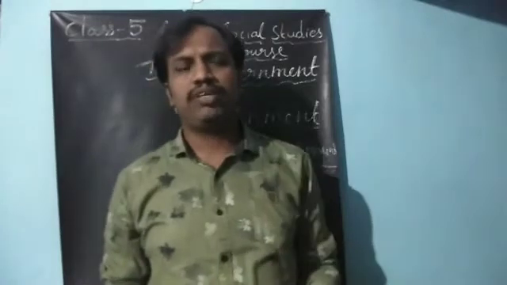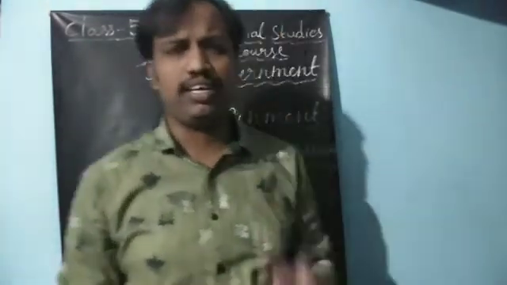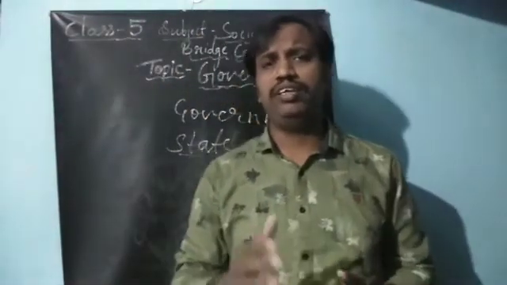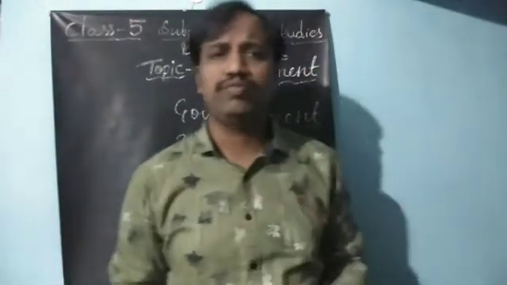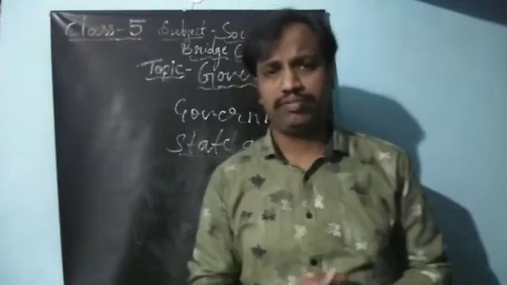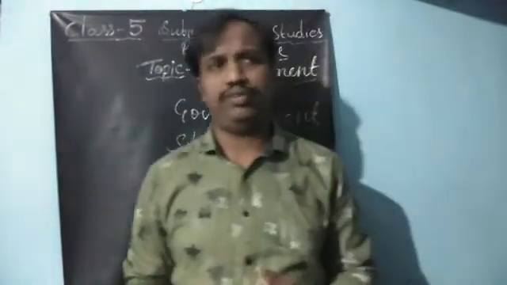The Vidhana Sabha members are directly elected by the people. For example, if you take Karnataka, it has 2 houses, that is Vidhana Sabha and Vidhana Parishad. The Vidhana Sabha strength is 224 and the Vidhana Parishad is 75. So the Vidhana Sabha members are directly elected by the people.